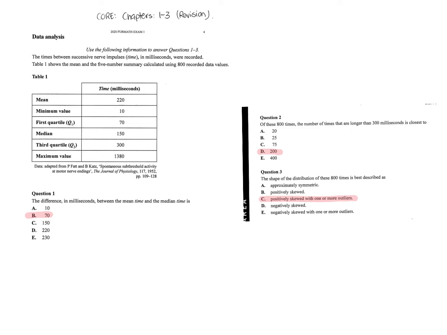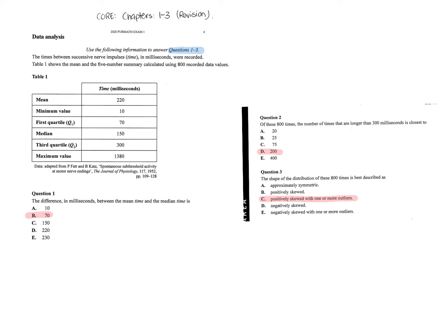So use the following information for questions 1 to 3. That's really important, that we're checking that we can use any of this information in those first 3 questions. It said the times between successive nerve impulses in milliseconds were recorded, and the table below shows the mean and the 5-number summary for 800 data entries.